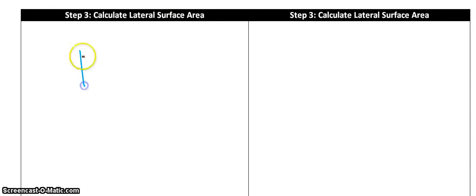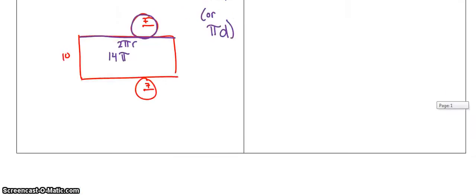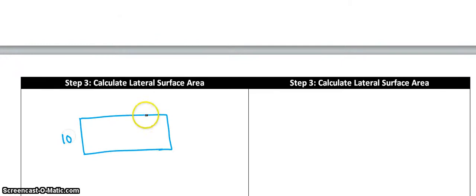Now that we have all the necessary dimensions, we can start by calculating the lateral surface area. So the lateral surface area is just the surface area of the faces that are not the base. In this case, that would be the rectangle. So we know the height of my rectangle is 10, and the length is just the circumference since it's wrapping around the circle, which is 14 pi.